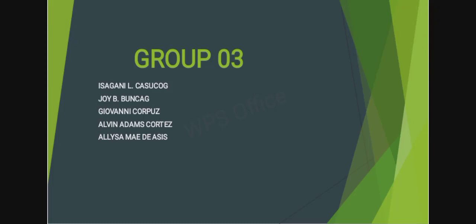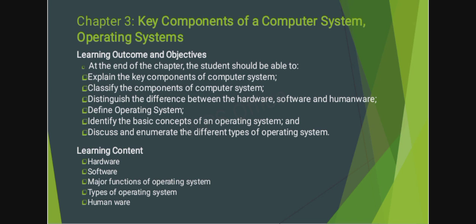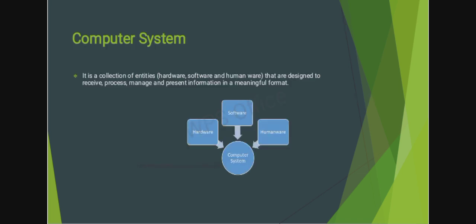Good morning, guys. We're group 3 and we're going to discuss the key components of a computer system operating system. We have learning content: hardware, software, major functions of operating system, types of operating system, and humanware.